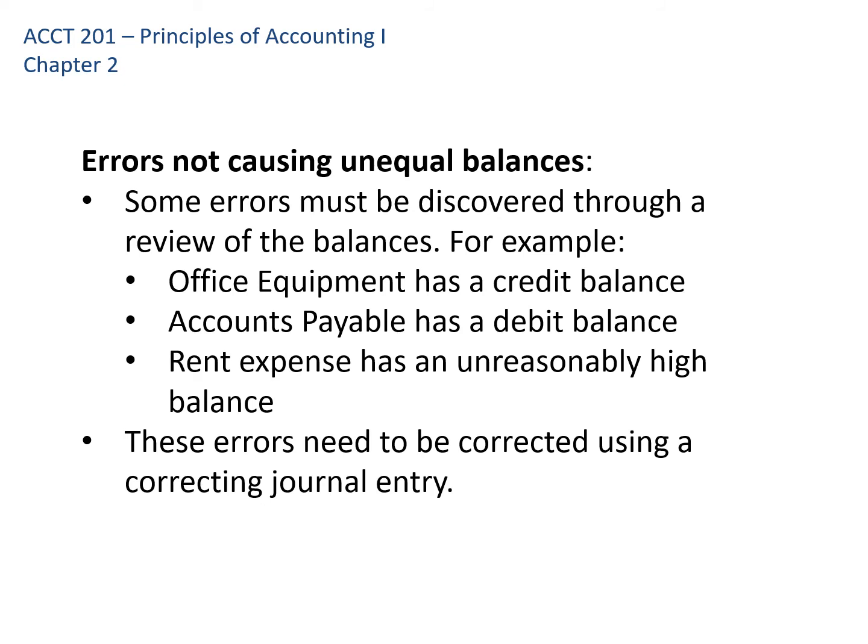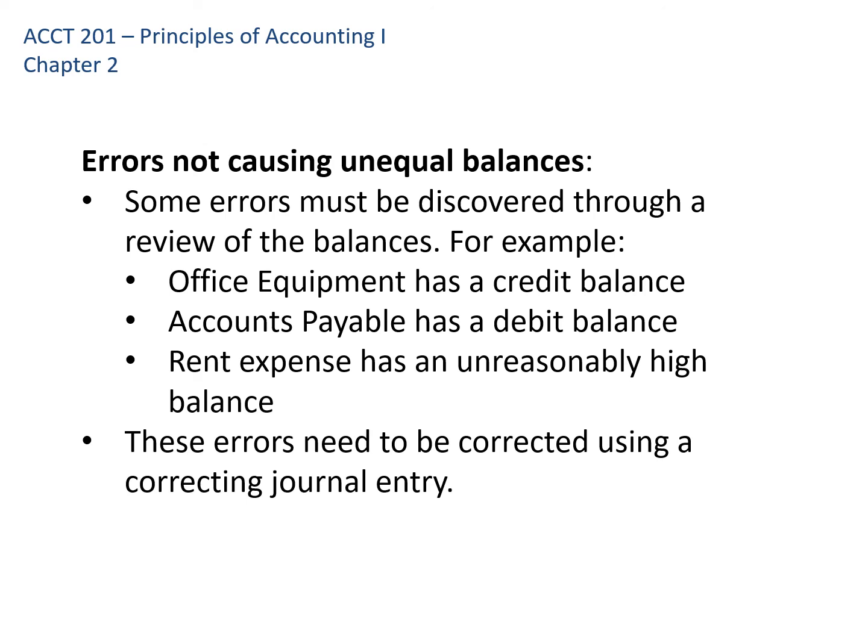Some errors can exist in spite of having equal balances, debits equal credits. So there are some other things we want to look for that don't pass the smell test. As an example, office equipment is an asset. Assets have a normal debit balance. So what if our office equipment has a credit balance? Is it possible to have negative office equipment? No, of course it isn't. So there's some error there. Before we go further in the process, we would stop and find that error and correct it.